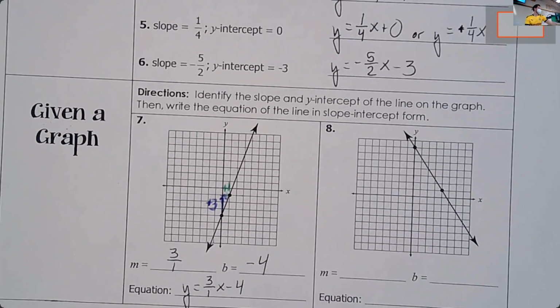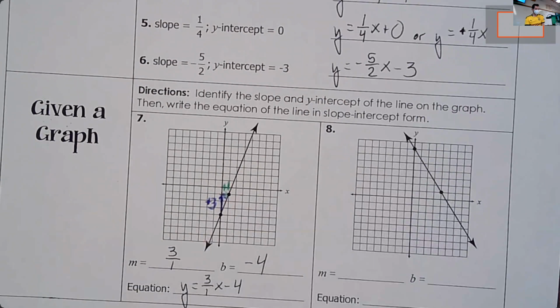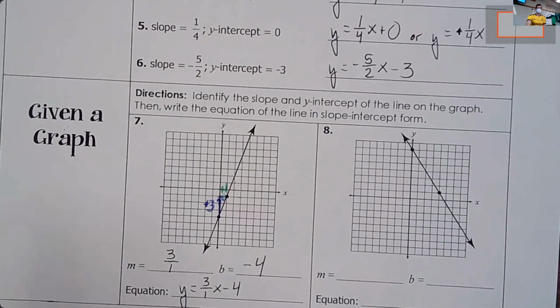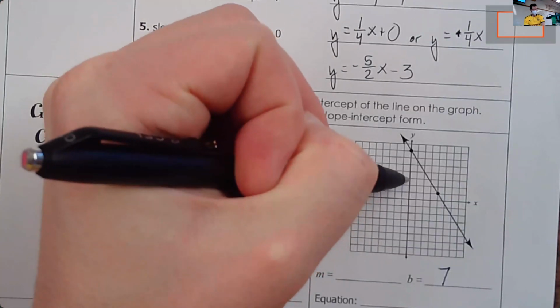What is our y-intercept on number 8? You can tell me that. Where does the line cross the y-axis? This point up here. How high up is this point here on the y-axis? What's our y-intercept? 7, yeah. So from the middle of the graph, we're going up 1, 2, 3, 4, 5, 6, 7. All right. How about our slope?